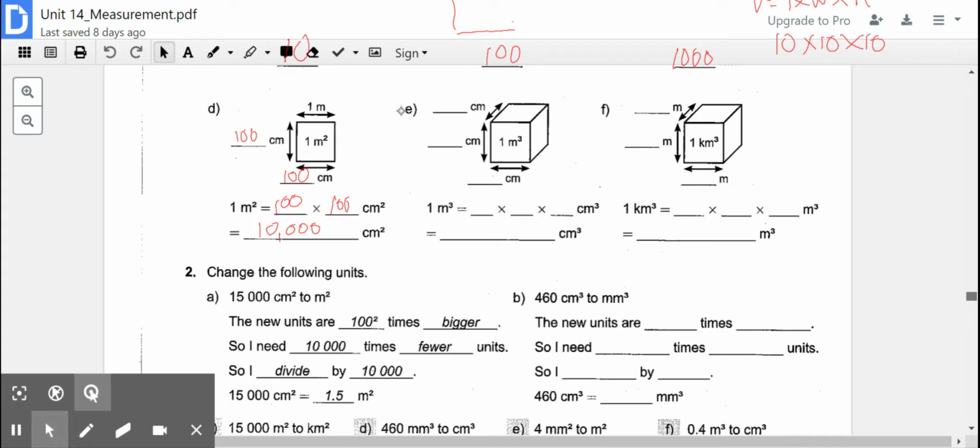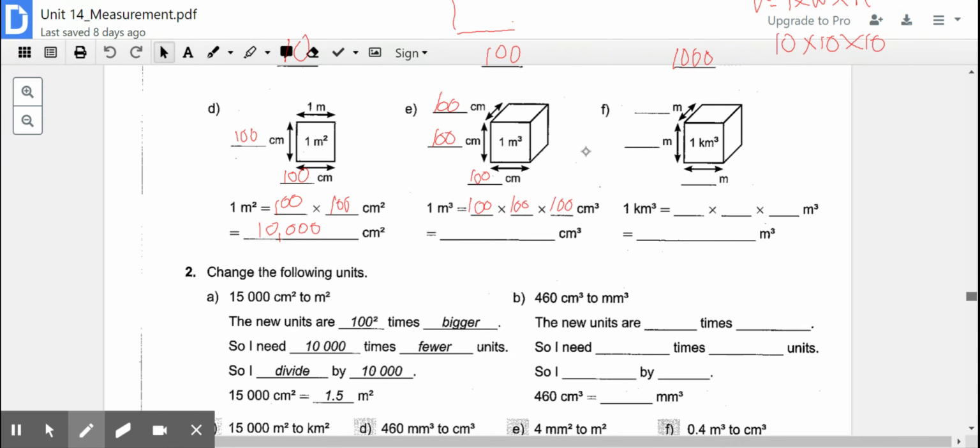Let's take a look now at E. Now we have 1 meter cubed. 1 meter cubed is 100 centimeters by 100 centimeters by 100 centimeters. Again, volume is length times width times height. So we've got 100 times 100 times 100. 100 to the power of 3. So 100 times 100 was 10,000, and we're going to multiply that. So we've got 1 and 6 zeros after it. So in 1 meter cubed, we have 1 million centimeters cubed.